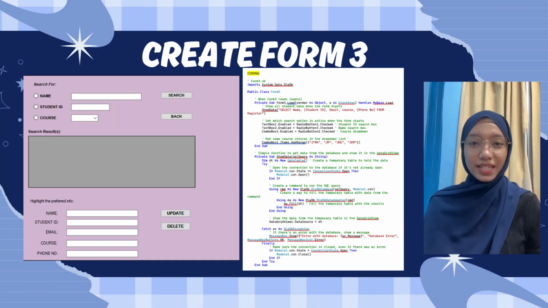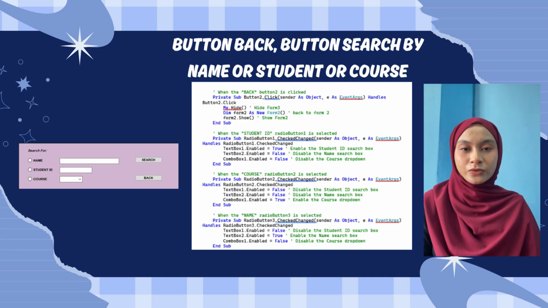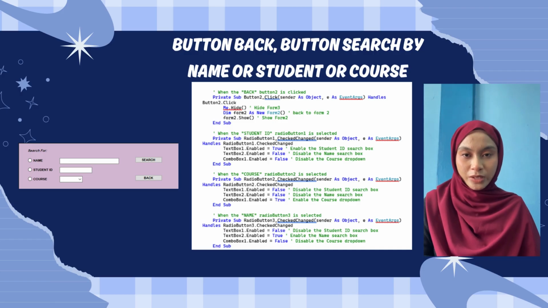So this is form 3, which displays all the registered student data in a table. It allows the user to view, search, update and delete records easily. Radio button 1 is for student ID. When it is selected, the coding will enable text box 1, because it is for inserting the student ID. For the other text box 2, the name text box will be disabled, and the combo box for course is disabled too. So the user can only search by student ID.